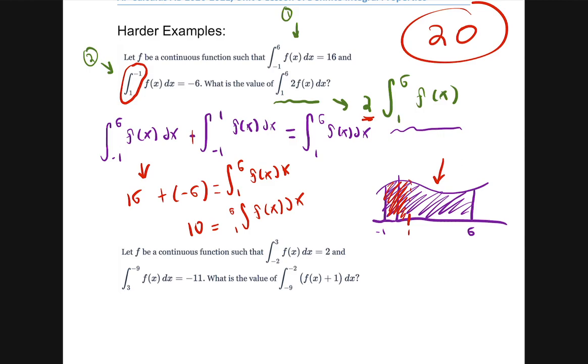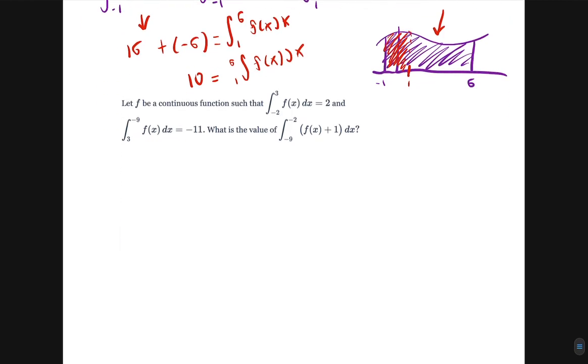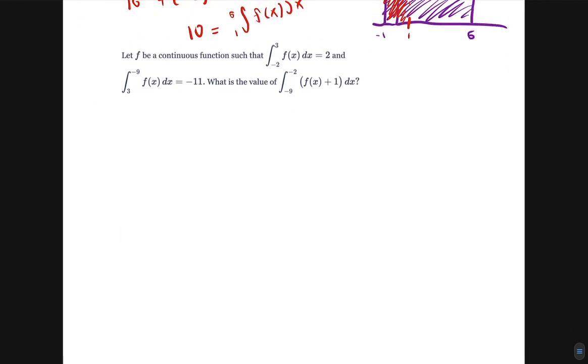All right, let's do one more here, and I'll try and do that one a little bit more cleanly. We're trying to find the definite integral from -9 to -2 of f of x plus 1. Well, the first thing I see here is I'm going to have to split this up. This is the definite integral from -9 to -2 of f of x plus the definite integral from -9 to -2 of 1. Okay, so at least these are in the correct order here.